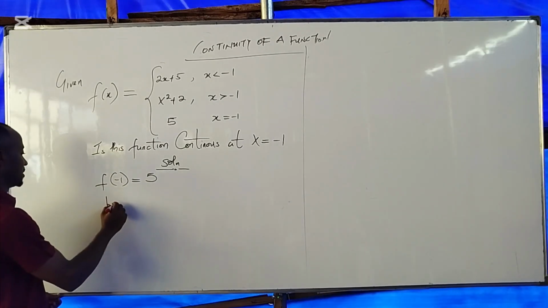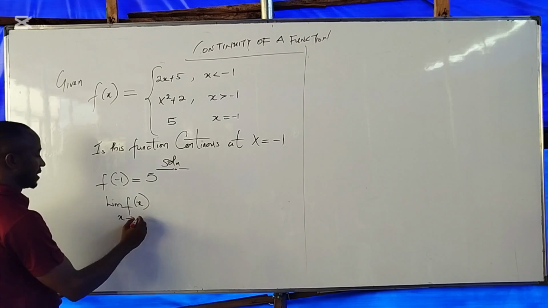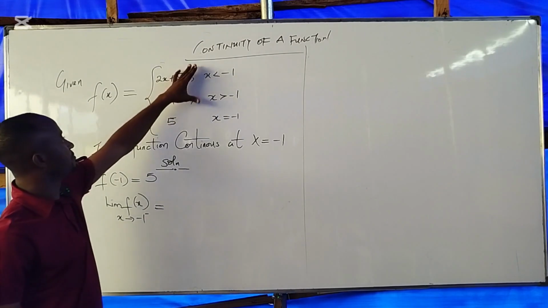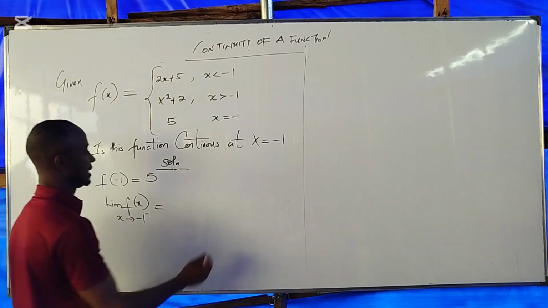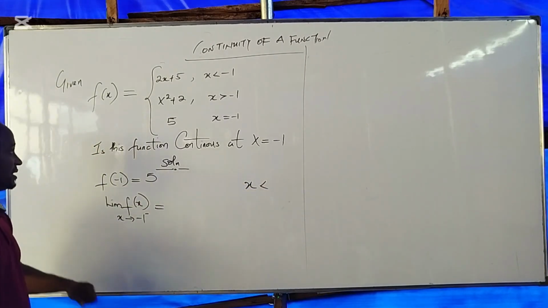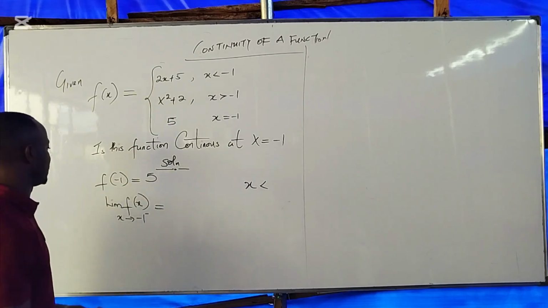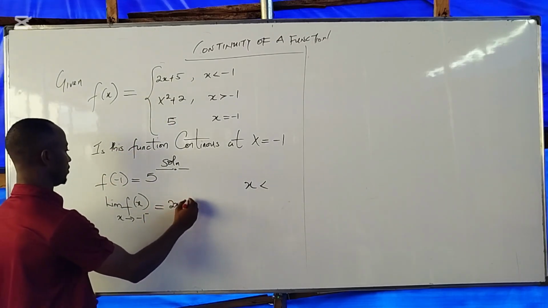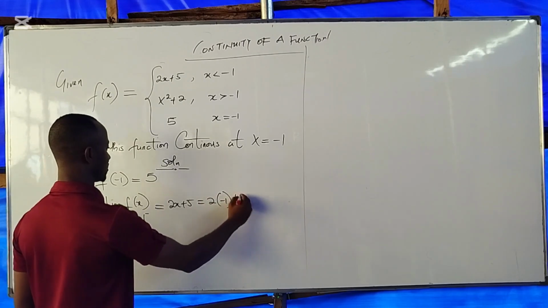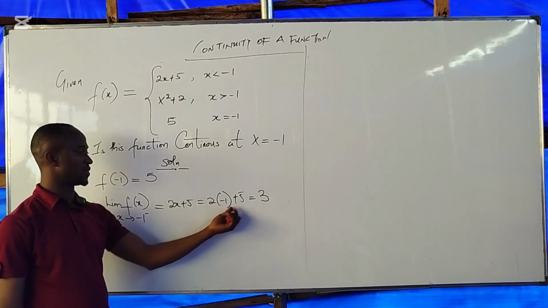Okay, the second part is to find the limit of f of x as x approaches minus 1 on the left hand side. And this will be, now let's look at our values here. On the left hand side, like I say, it simply means x is less than. So which of these is telling us x is less than? It is simply 2x plus 5. So this will give us 2 times minus 1 plus 5. The answer here should be 3. Minus 1 times 2 is minus 2. Minus 2 plus 5 is 3.